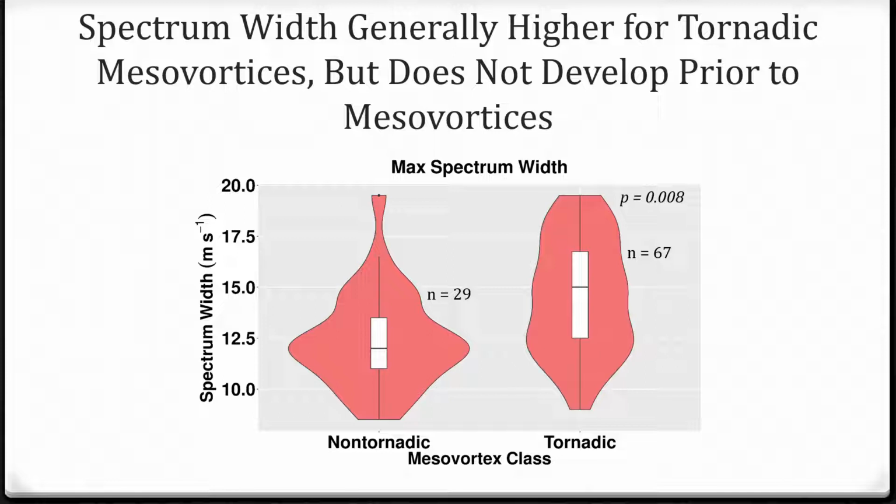With this spectrum width, it is generally higher for the tornadic mesovortices. You can see in this violin plot again, good separation between the distributions. We've got statistical significance going on.